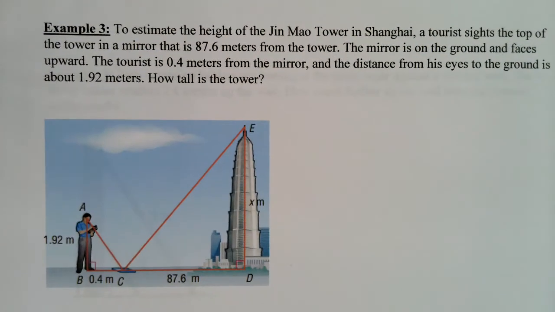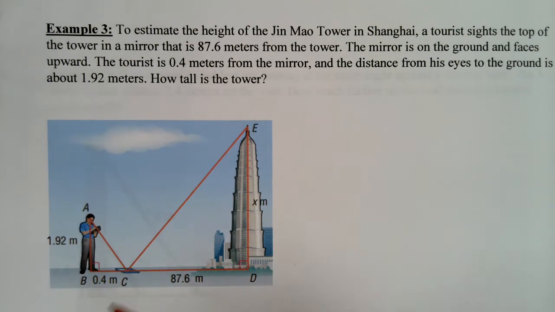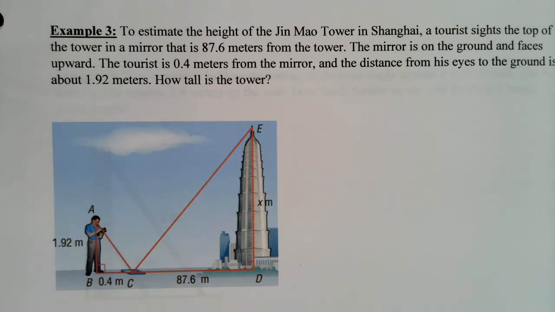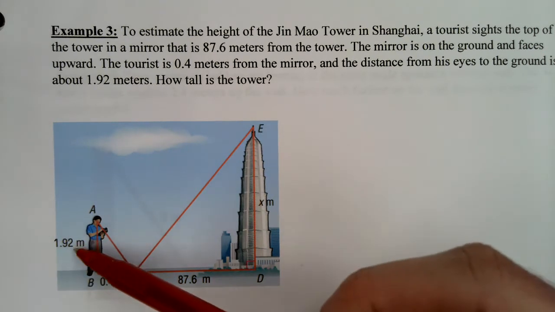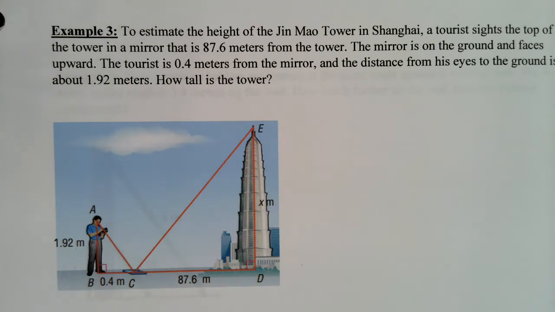Example 3. I don't know how to pronounce this. To estimate the height of the Jin Mao Tower in Shanghai, a tourist sights the top of the tower in a mirror that is 87.6 meters from the tower. That's the mirror right there. The mirror is on the ground and faces upward. The tourist is 0.4 meters from the mirror, and the distance from his eyes to the ground is about 1.92 meters. How tall is the tower?